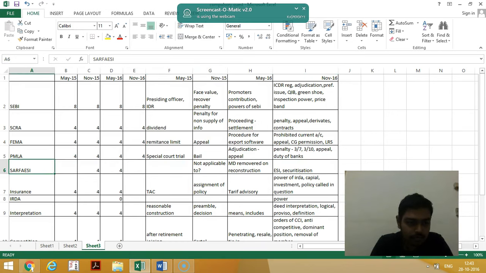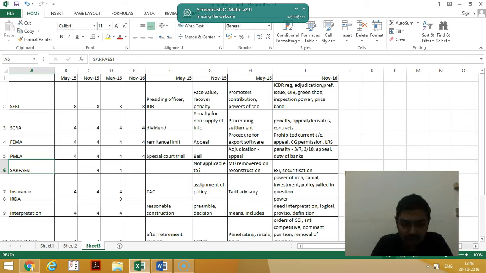Then Sarfaesi, actually they are asking for 4 marks. Let's see, there are 2 allied laws which cannot be asked. Out of 10 allied laws they can ask only 8 questions, means 8 4 marks. So almost 36 marks only they can ask, no. So two allied laws they can leave.